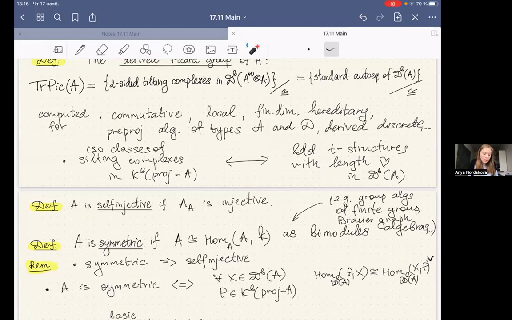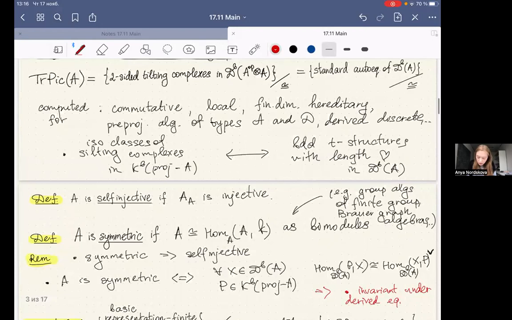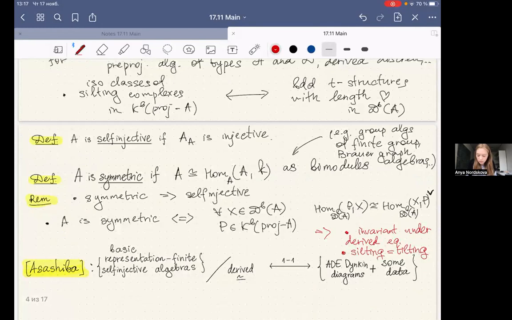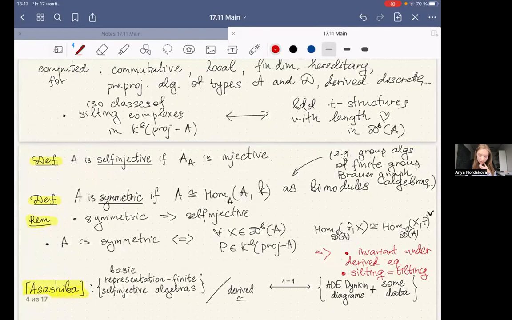Okay, and in particular, from this characterization, we can see, first of all, that this property is invariant under derived equivalence. Another thing we can immediately see is that the notion of silting coincides with tilting. In fact, self-injective algebras are also invariant under derived equivalence, but this is a bit harder to see.